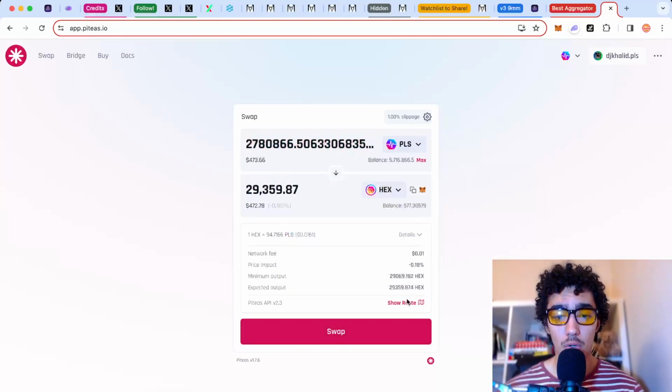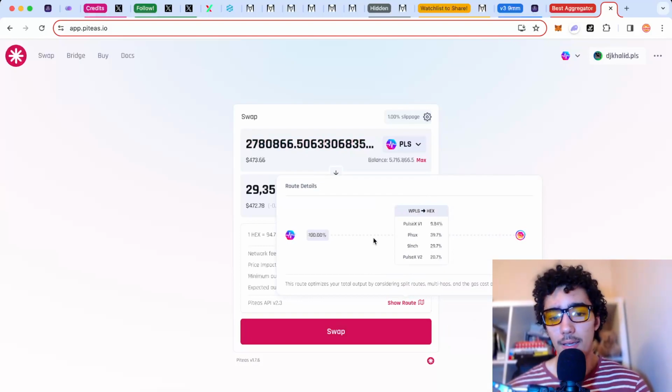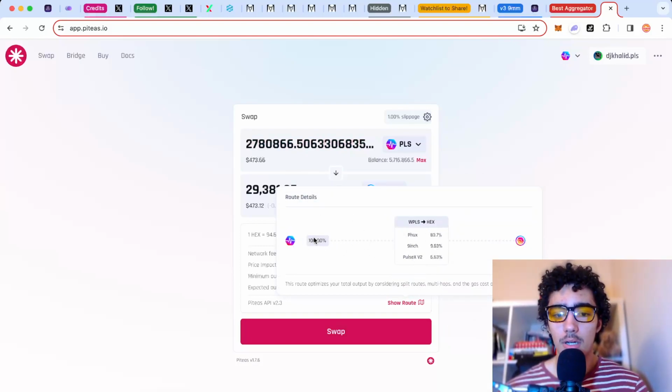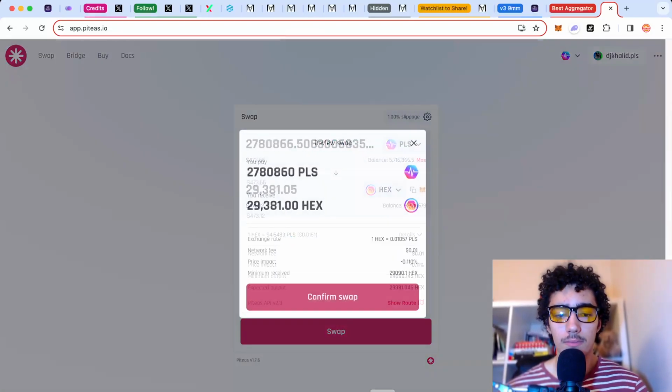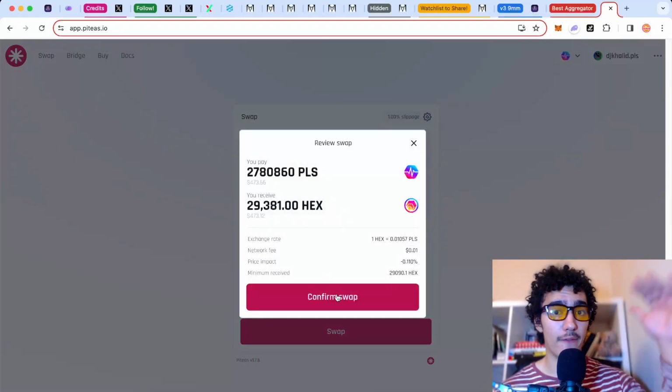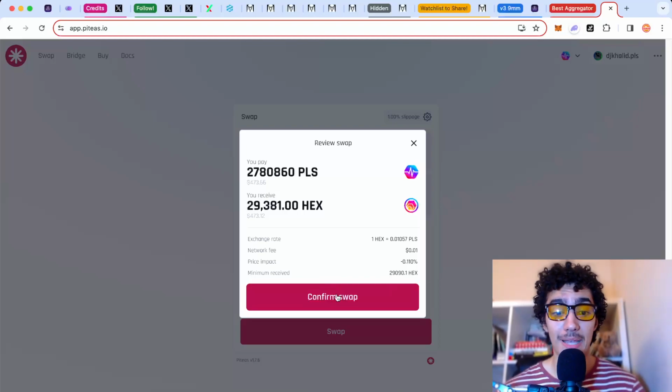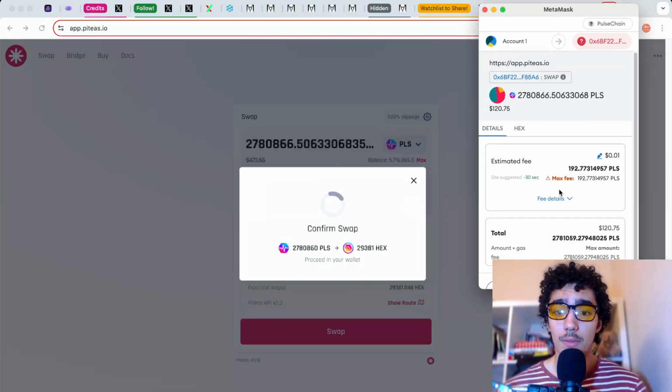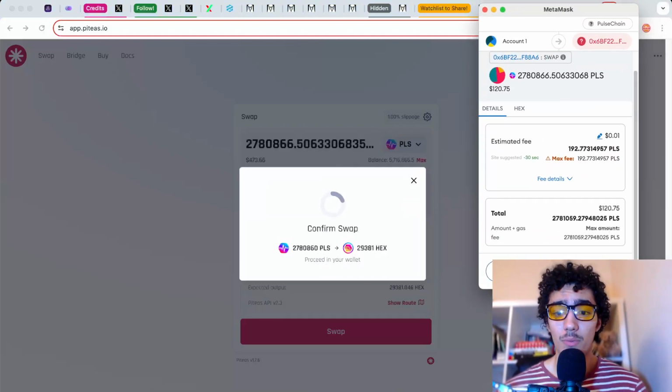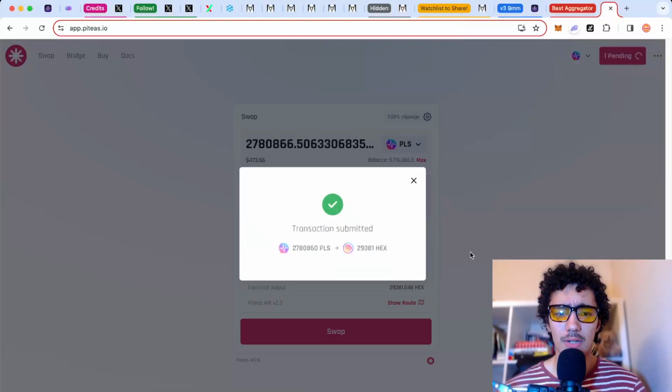And look, I can actually show the route, and it tells you it will do everything through 100% of it in one route. But sometimes it literally does like 5 routes, 3 routes, and then it gets you the best price. So we do this, blah blah blah, 0.1. It's beautiful. Again, this is not accurate with MetaMask. It doesn't know the actual price.